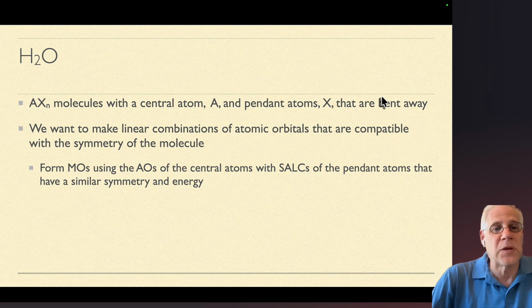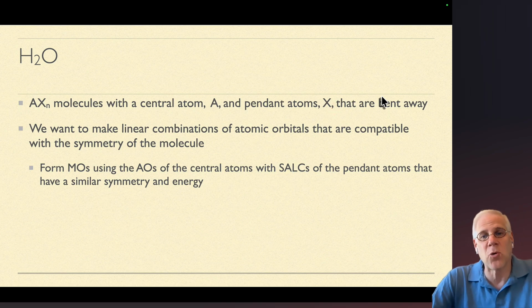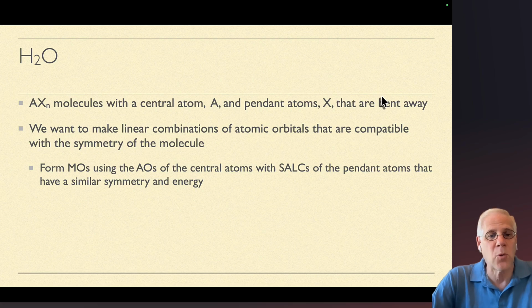So what we're going to do is make linear combinations of atomic orbitals that are compatible with the symmetry of the molecule. And then we're going to form molecular orbitals using the atomic orbitals of the central atom and the SALCs of the pendant atoms that have a similar symmetry and energy. It sounds a little complex, but we'll get through it step by step.